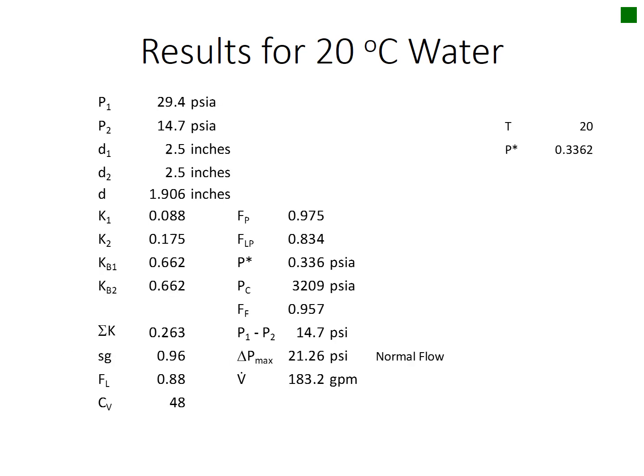Doing the same calculation for 20 degrees C water, my maximum delta P is only 21.26 psi, and that's greater than my calculated delta P across the valve. So I would have normal flow going through that valve with no cavitation. And here my volumetric flow rate now is 183.2 gallons per minute. So in this case, I get more flow through that valve because I don't have any cavitation occurring.